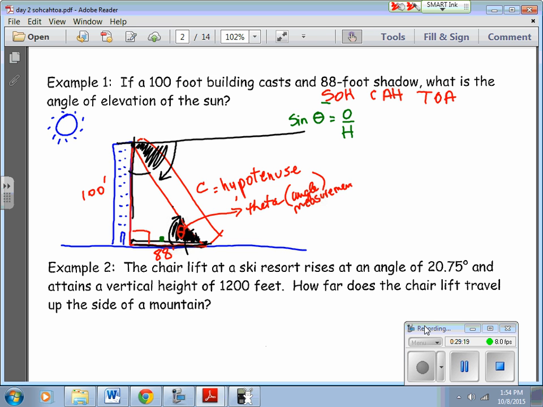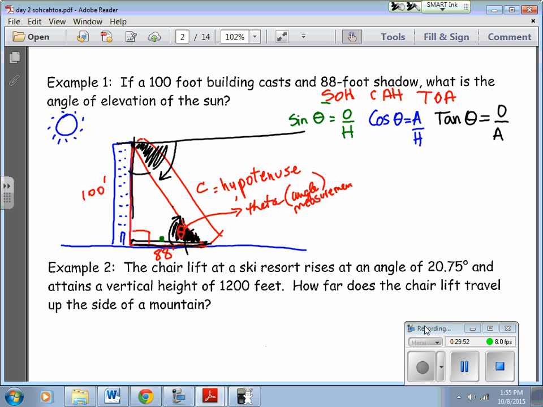Okay. The next one is cosine of an angle is equal to A over H. And then the third one is tangent of an angle, or tangent of theta, is equal to O over A.